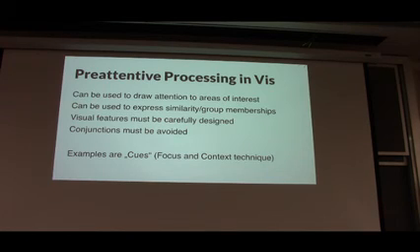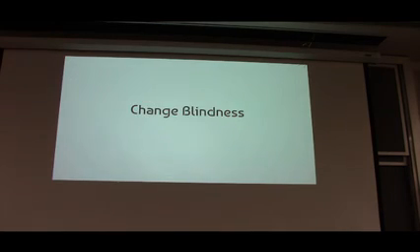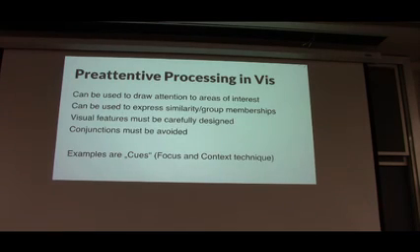So if you want to leverage the pop-out effect to highlight something important, for example if you want to use hue for that, you cannot have a very colorful visualization. You have to stick to grayscale and use other channels to encode the data, and then you can use hue as an augmentation to draw people's attention. So examples here are cues for focus and context techniques. And obviously, conjunction must be avoided.